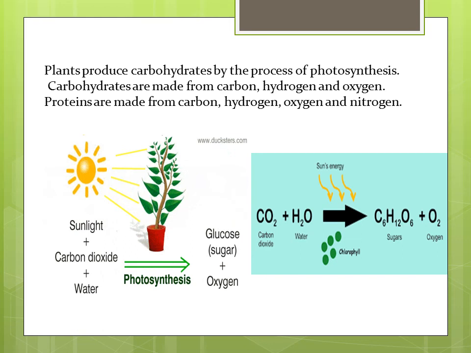Students, plants produce carbohydrates by the process of photosynthesis. Carbohydrates are made from carbon, hydrogen and oxygen. Proteins are made from carbon, hydrogen, oxygen and nitrogen.